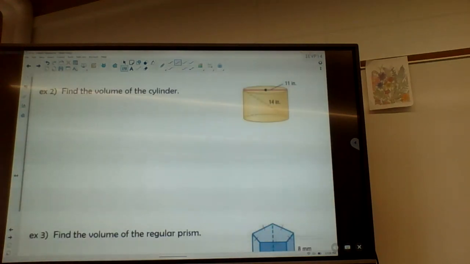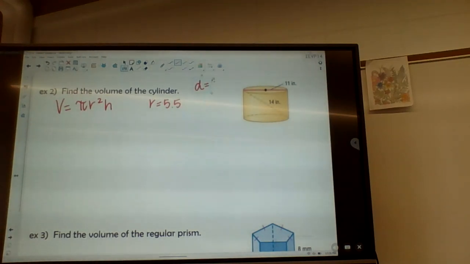All right, so we have this cylinder here. Now, obviously, it's not going to be as straightforward as we'd like. So we're doing our volume is pi r squared h. So r we'll figure out. They tell us all the way across is 11. So that means r would be 5.5. So they're giving us the diameter is 11.